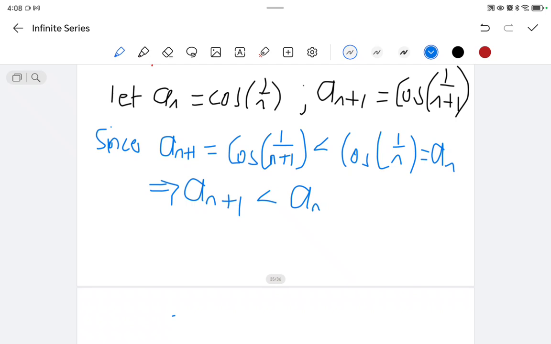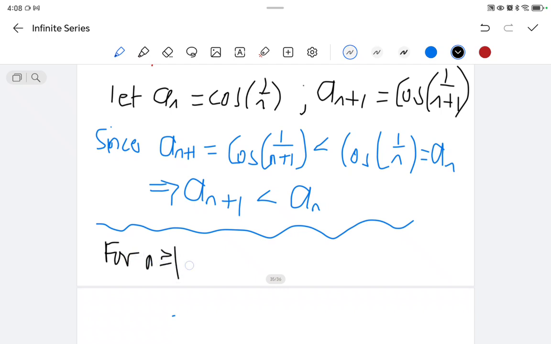Or if the lecturer would require us to do some calculations, we can say, for n greater than or equal to 1, because we're dealing with positive numbers here, we start by taking our a of n. We know that a of n is 1 over n plus 1. This will be less than 1 over n, and this will be less than or equal to 1, right?